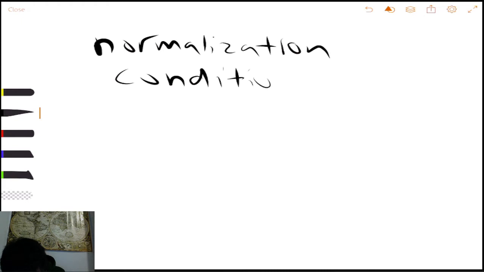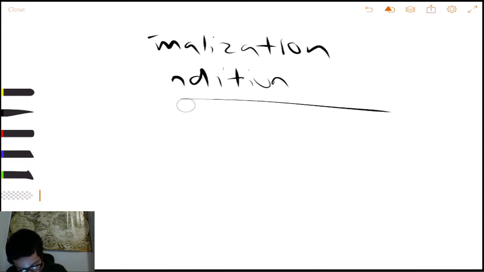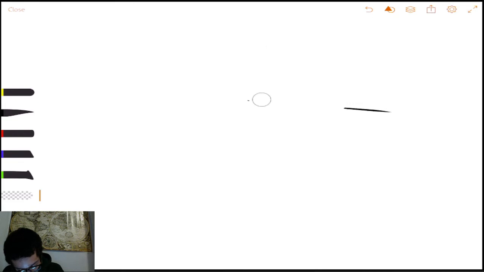Normalization condition. The normalization condition is essentially a condition that the wave function must meet before it will actually work in your equations. If this condition is not met, your wave function isn't going to give you the results that you want it to give you. And we have a handy equation for it, and that is the integral.